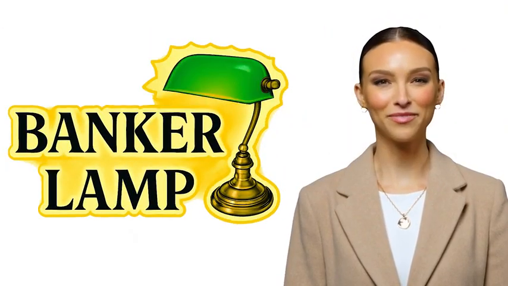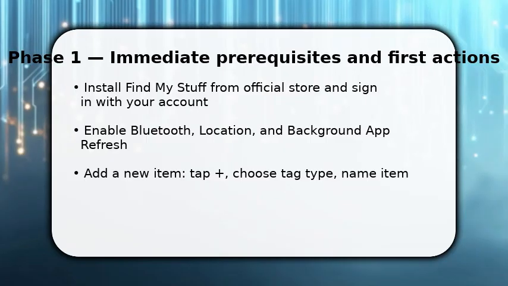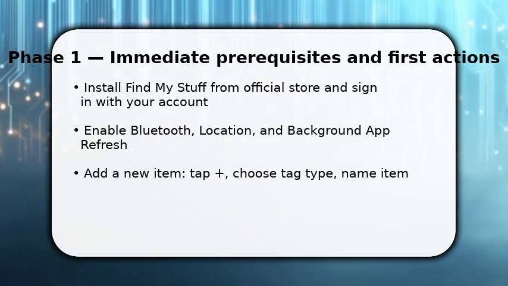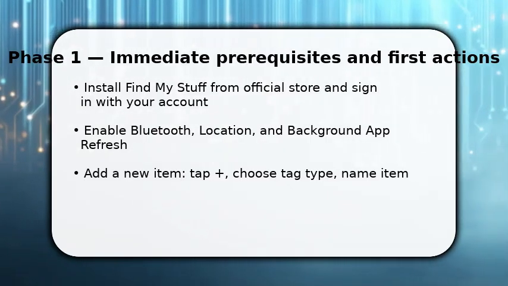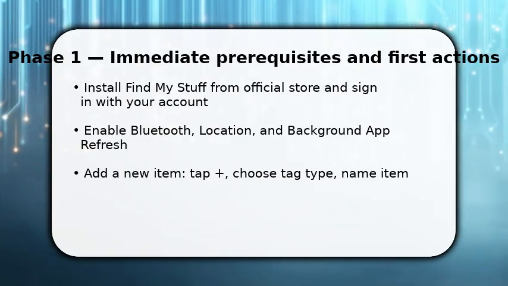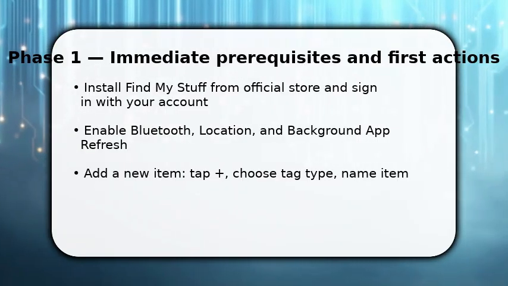Please enjoy the video. You begin by making the essentials work. Install the app and sign in because your account links devices and history. Once done, enable Bluetooth and location so tags can broadcast and your phone can listen.